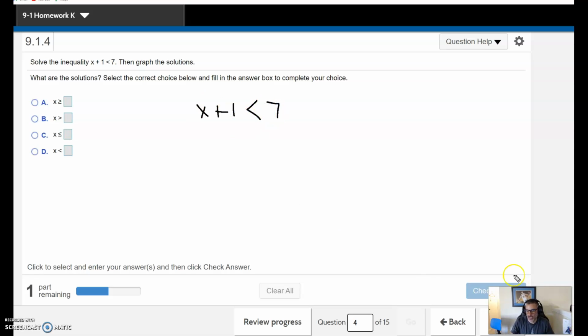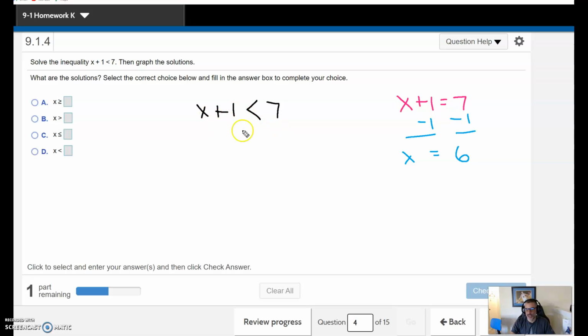So let's write this as an equation and say, well, how would we solve this, right? Well, we do the opposite. Since we're adding, we're going to subtract, and we get x is equal to 6. All right? The problem is, for this inequality, this isn't true, right? Because 6 plus 1 is 7, not less than 7.